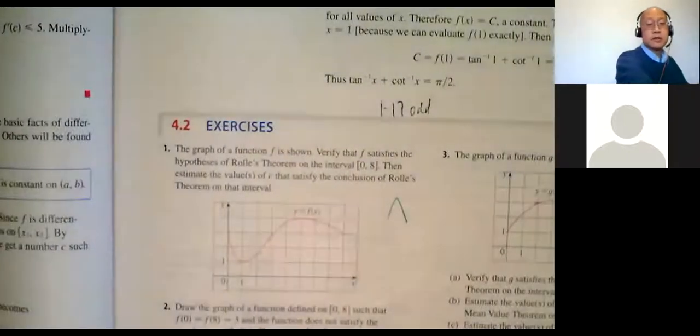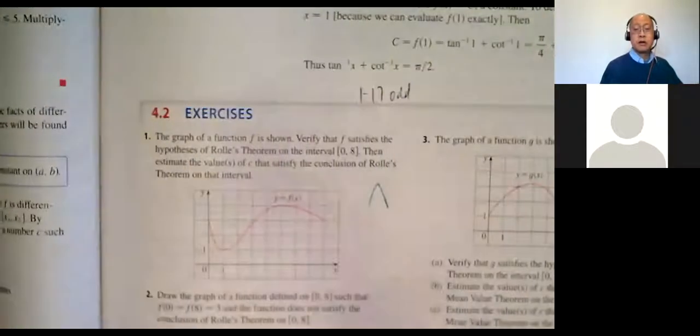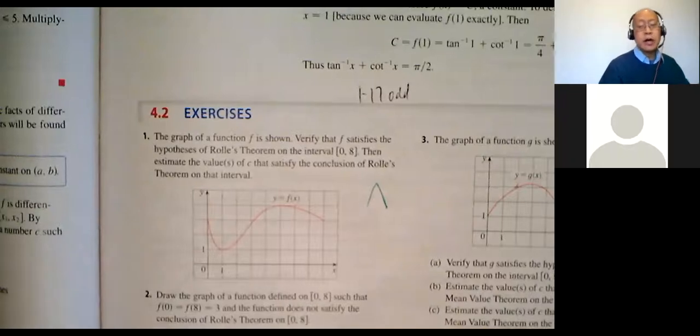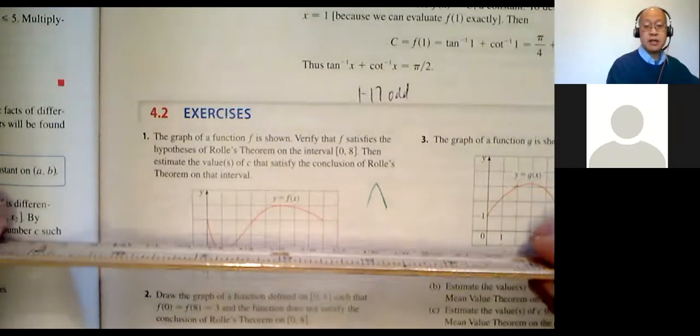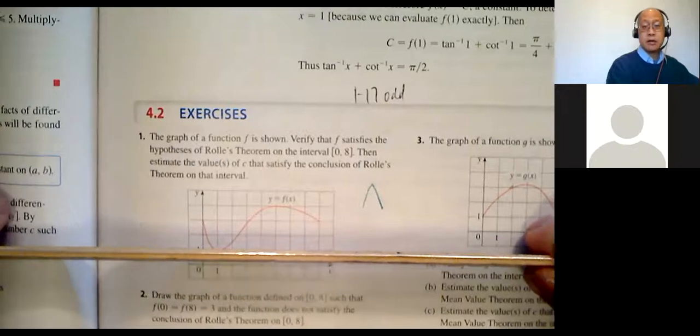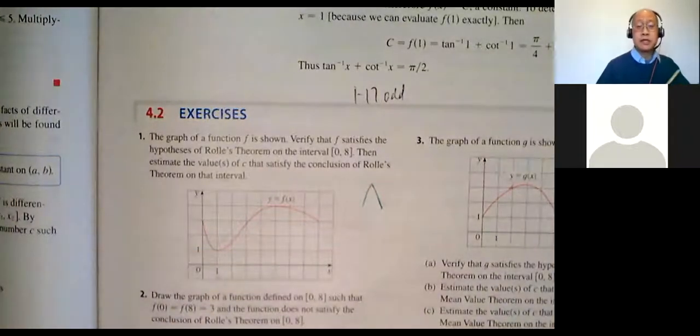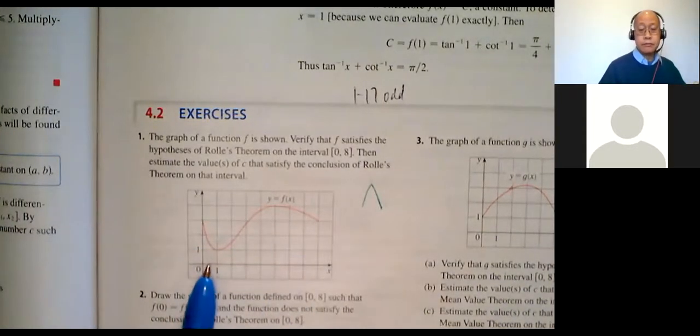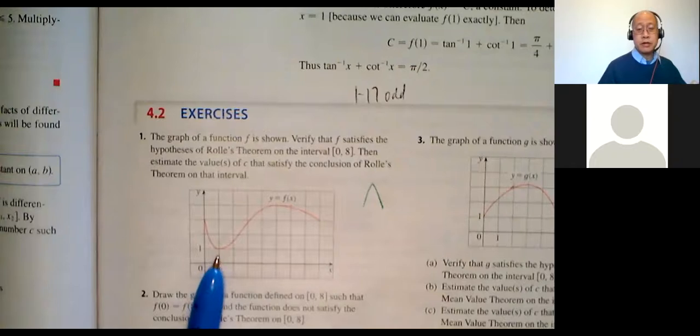Okay, so in this case, they tell us find where that is. So that shouldn't be too hard. Where does it look like the slope is 0? An obvious place is look for maximum and minimum points, right? So it looks like the slope is 0 right there. So that would be c equals 1. So in your answer, you can put down c equals 1. Sorry, I'm not going to write it.